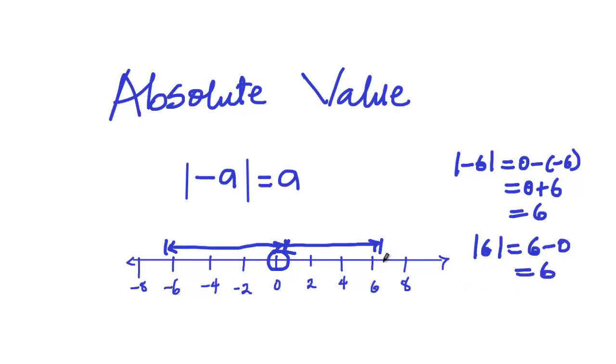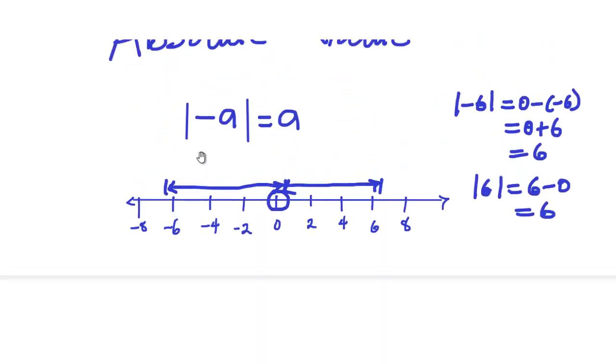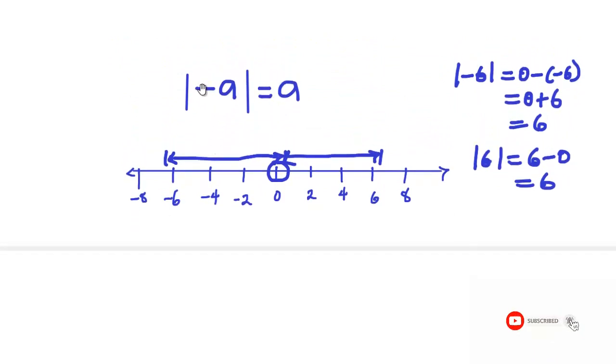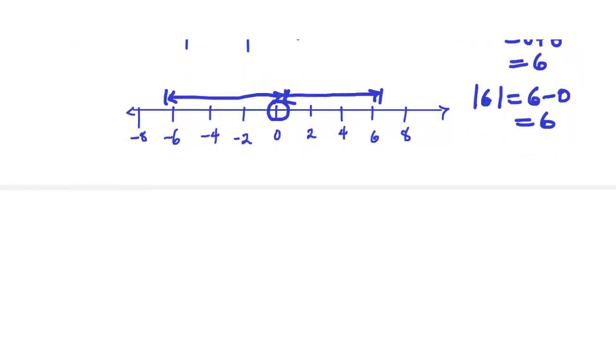But we can express absolute value mathematically. How do we do that? Let me increase this page. Pardon me. So if we express absolute value mathematically, it is expressed in this absolute sign. For example, |-a| is equal to a. However, if you are not using number line, you can determine absolute value thus.